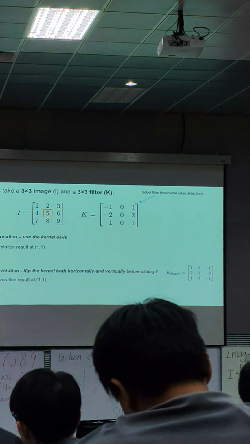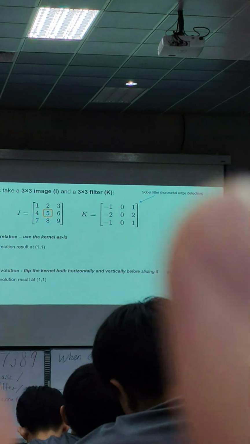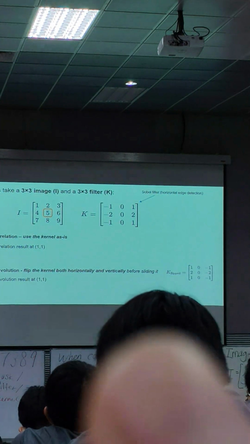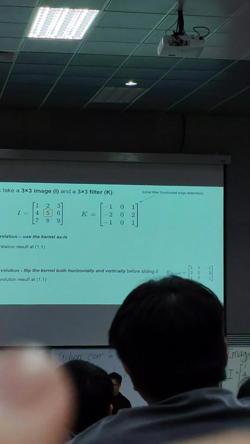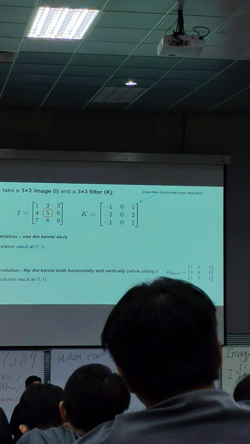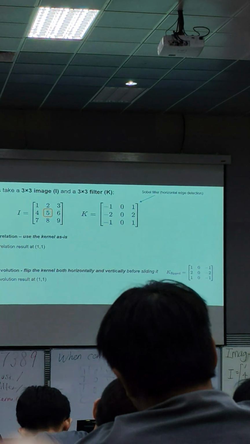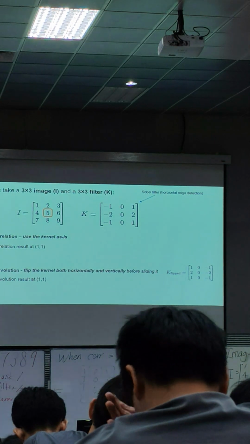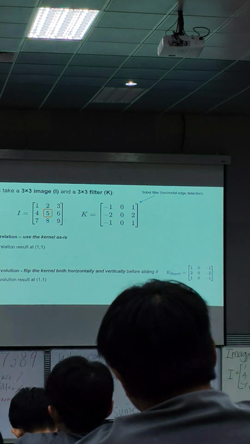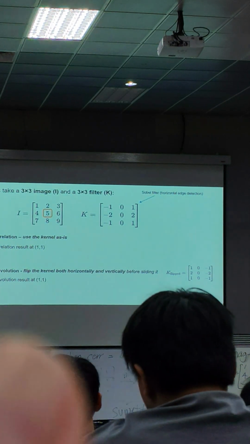We are doing this. So the correlation result at 1-1. Where is my 1-1? 1-1 that means at the middle.